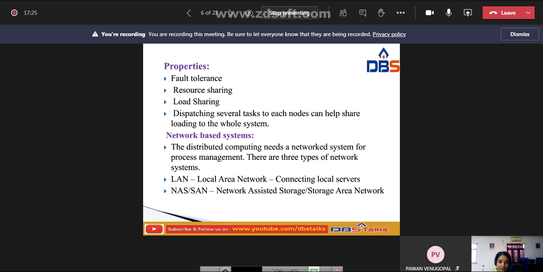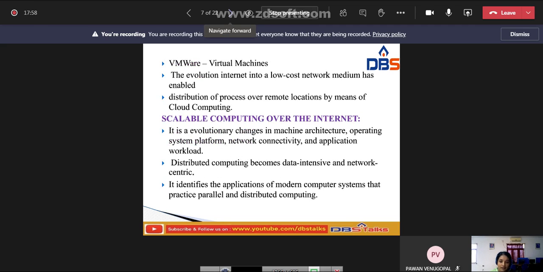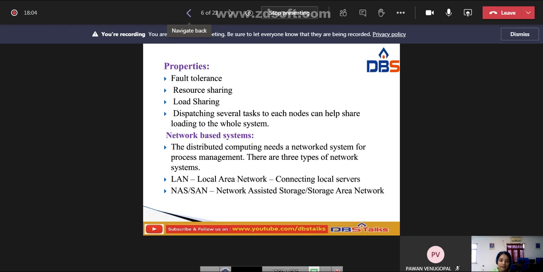Next, coming to network based systems. So what is meant by network based systems? Distributed computing needs a networked system for process management. We have three types of network systems. That is LAN, local area network, connecting local servers to the local servers. Second one is NAS or SAN, network attached storage or storage area network. Next one is VMware, virtual machines. So these are the three types of network systems we are using in distributed computing.